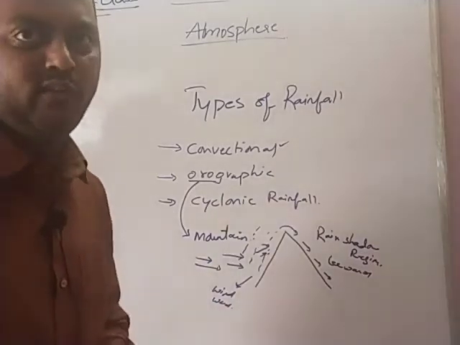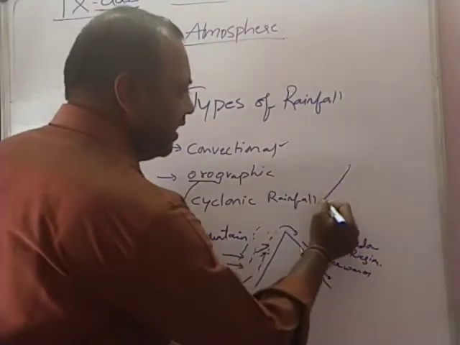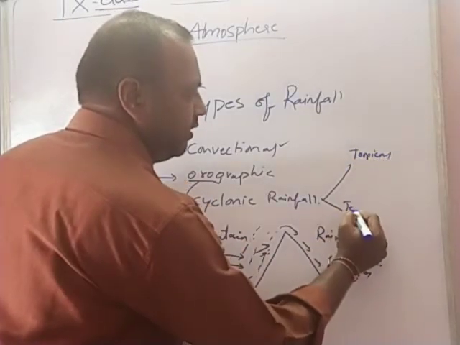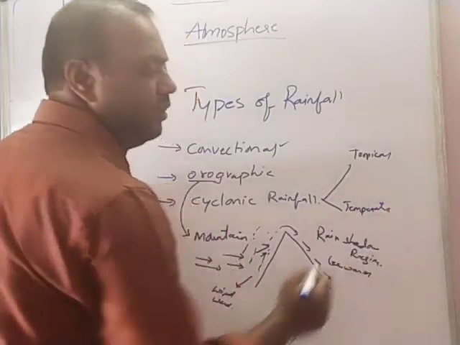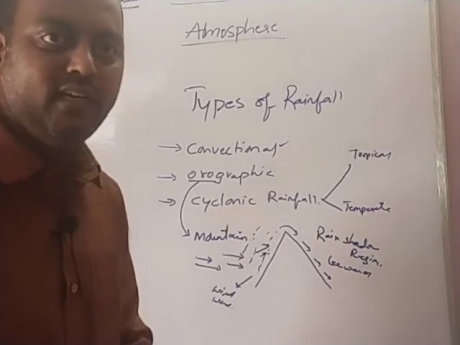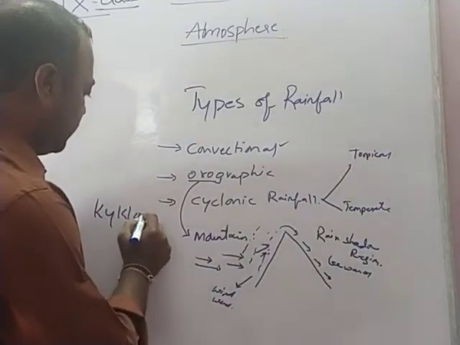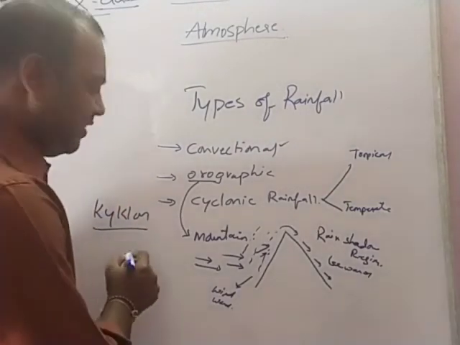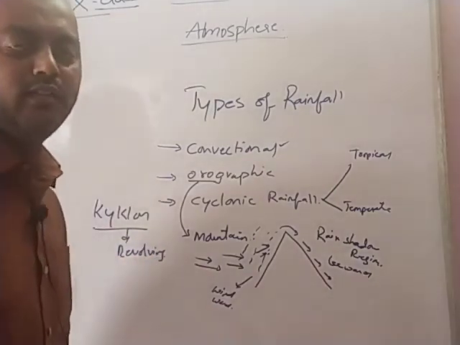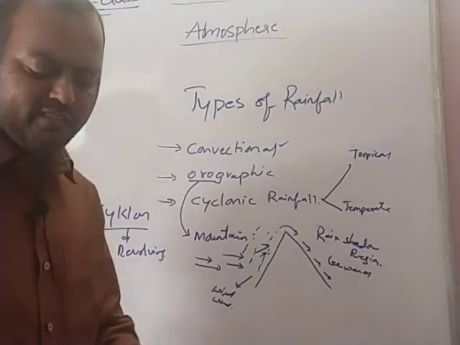There are two types of cyclones actually: one is the tropical cyclone, the other one is the temperate cyclone. The term cyclone is derived from the Greek word kyklon. What is the meaning of this? Revolving, because the winds make the water in the ocean revolve. For that reason it is called a cyclone, which means revolving.